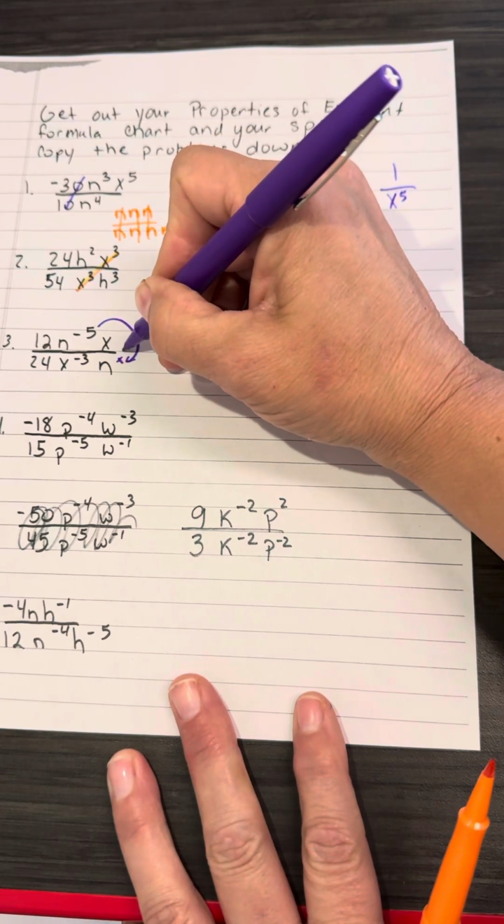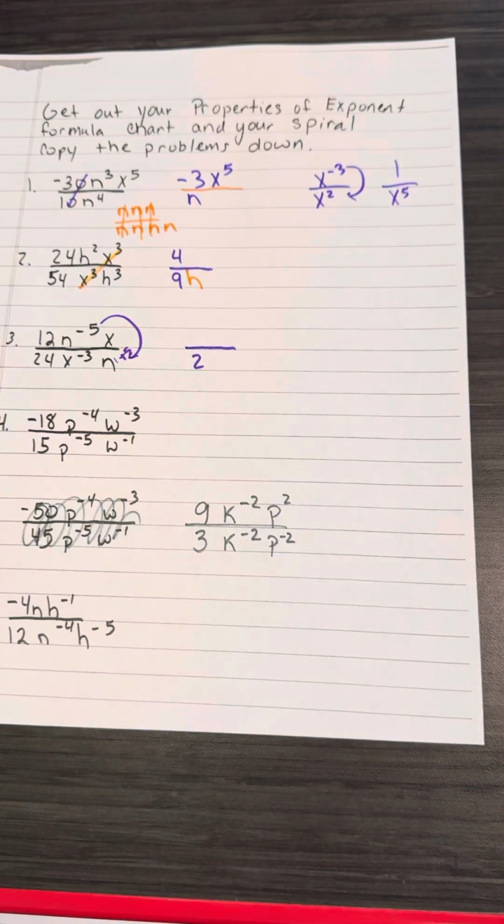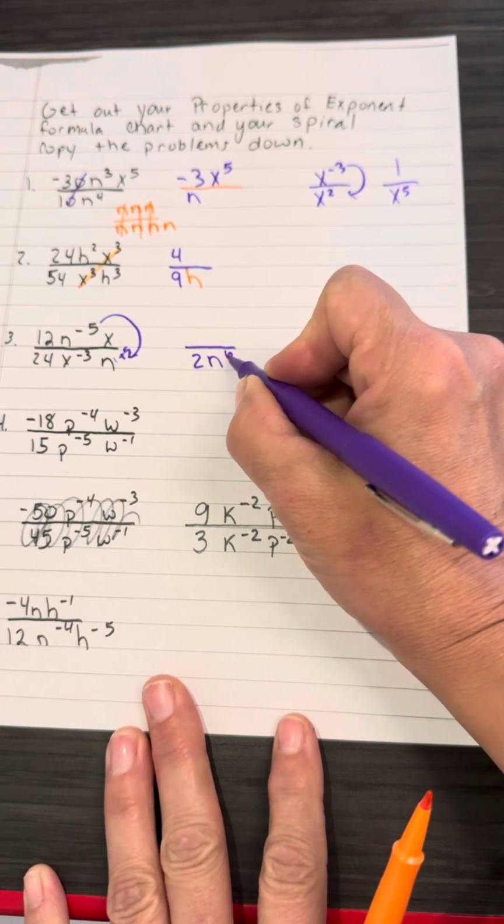So how many n's are already there? 1. So even though n doesn't have an exponent, the exponent is 1. And what is 1 plus 5? 6. N to the 6.